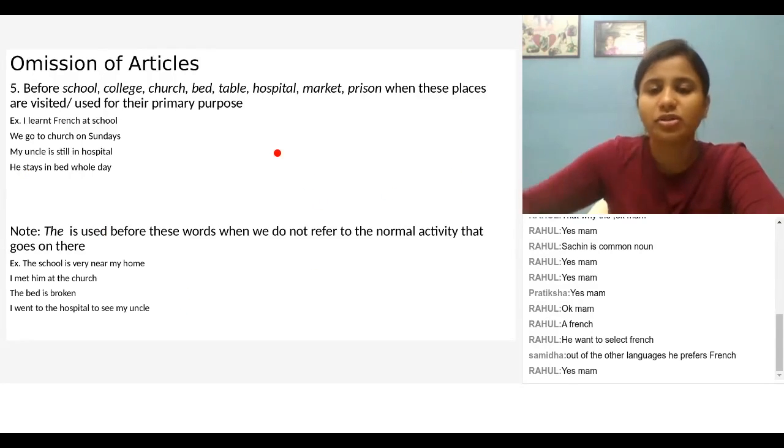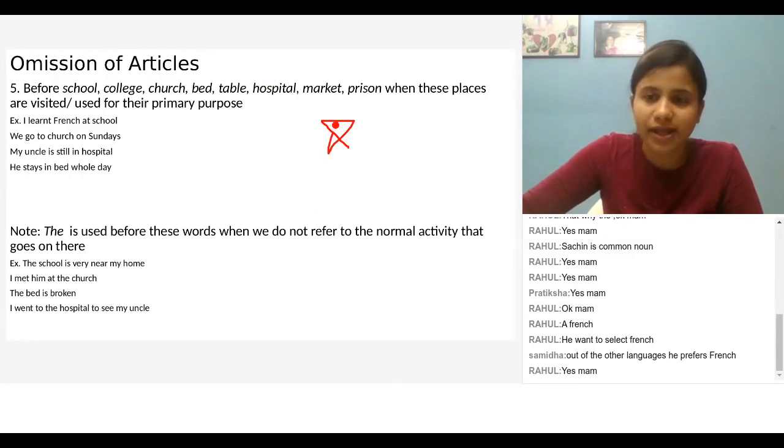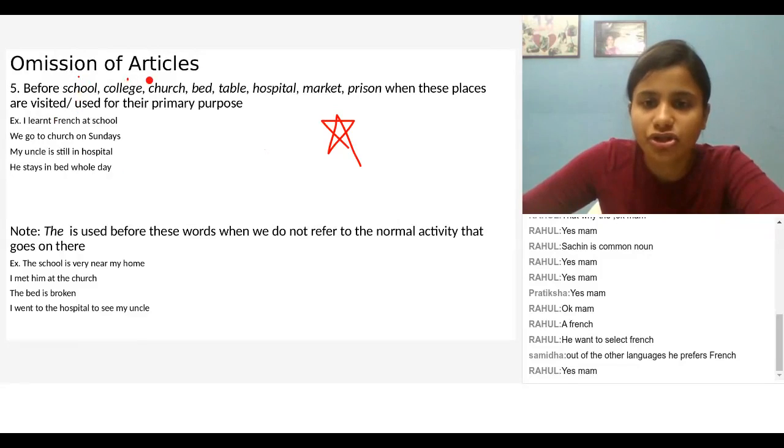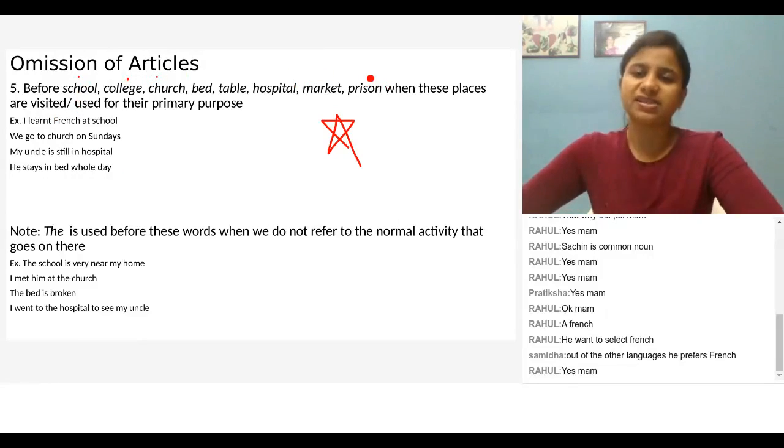Okay, so again, omission. Now, this is an important rule. I guess this is one of the few rules that are important for today's lectures. Okay, so you remember this whenever we first of all have these words: school, college, church, bed, table, hospital, market, or any places that you visit.